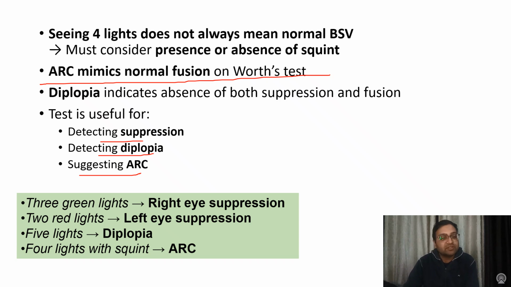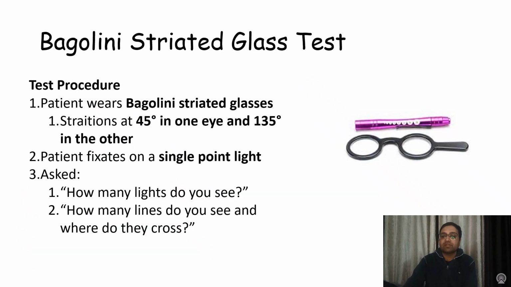So just to summarize, 3 green lights means right eye suppression, 2 red lights means left eye suppression, 5 lights means diplopia, and 4 lights with manifest squint is abnormal retinal correspondence.